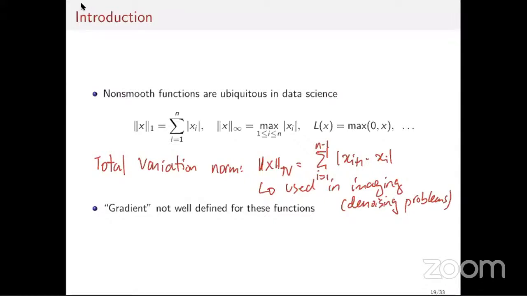So if the objective function you want to minimize is the sum of something that is smooth and something that is non-smooth, but that is a relatively simple function, something like the L1 norm, then we have a good algorithm called the proximal gradient method that typically performs much better than the subgradient method.